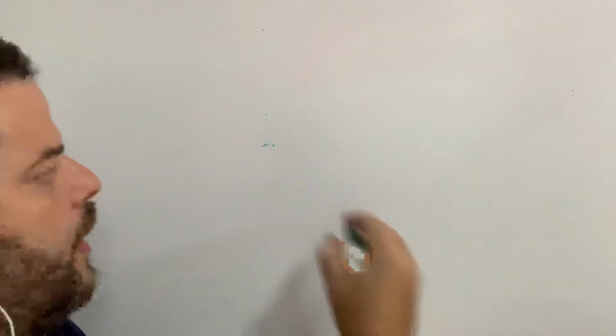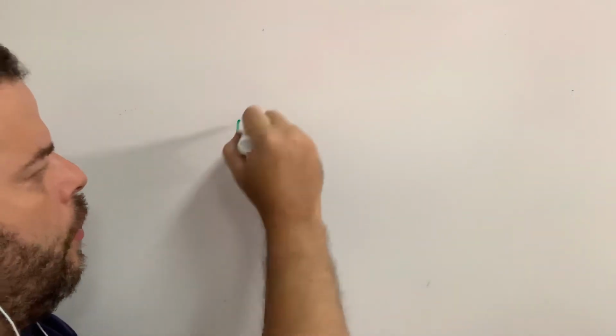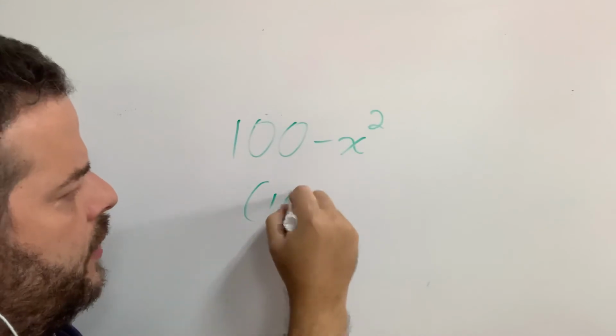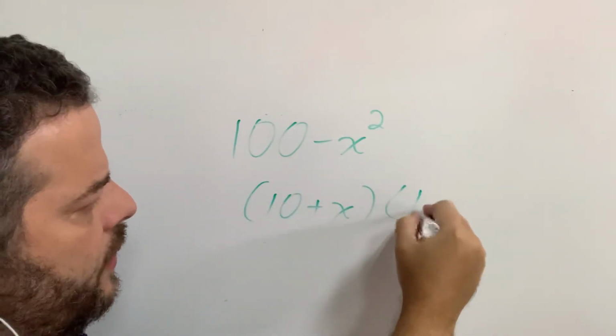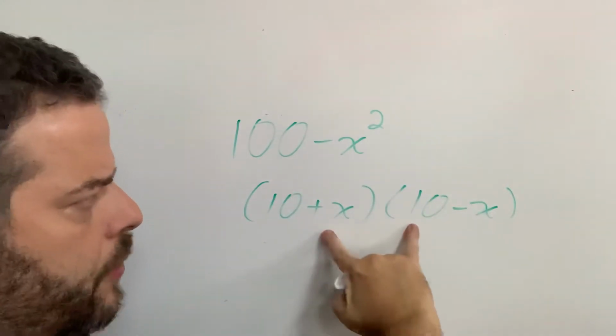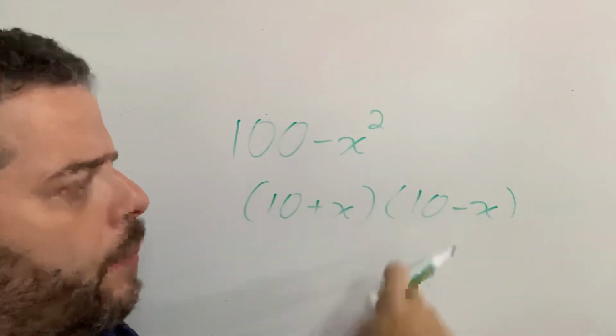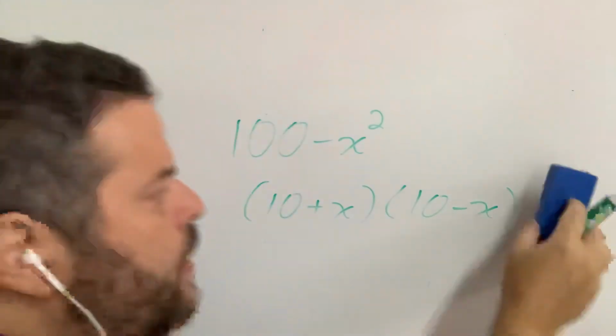Now let's focus on difference of squares. Again, for example, 100 minus x squared. This would be 10 plus x, 10 minus x. If you multiply these two, you will end up with this. Perfect square, break it down. That's pretty much it. Let's do another example.